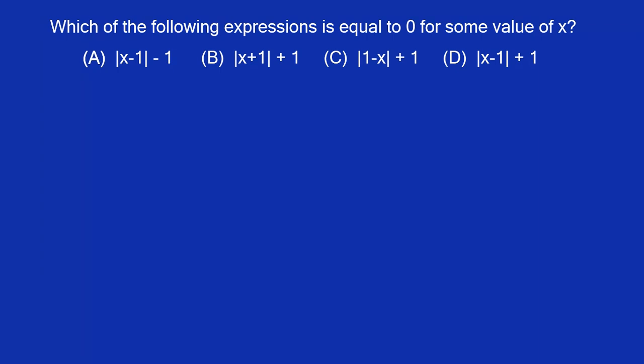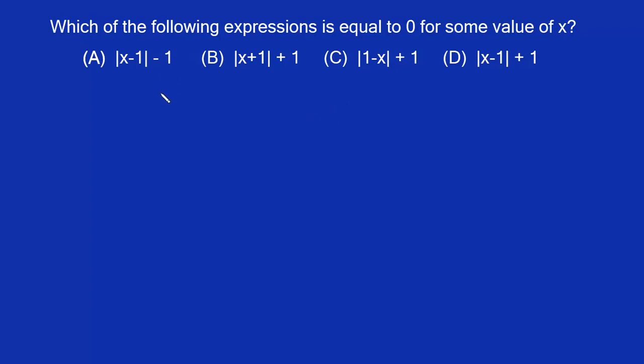Welcome back. For today's SAT question, we have a problem that involves absolute value expressions. The question states, which of the following expressions is equal to 0 for some value of x? We're given 4 different possible answers to choose from, and they want to know which one of these expressions is equal to 0 for some value of x. So you might think, well, that's easy enough.